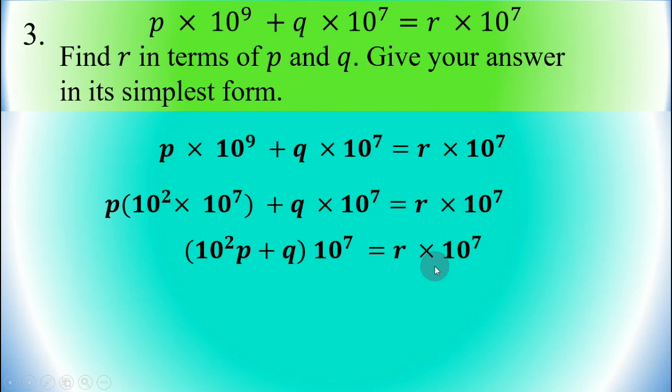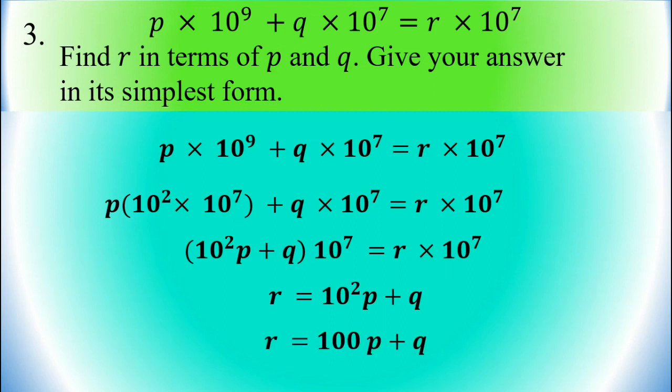Then you can get the final answer. I mean, R is 10 to the power 2 into p plus q. Finally, R is equal to 10 to the power 2, which is 100. Then R is equal to 100 times p plus q. This is the final answer. You should try it, right?